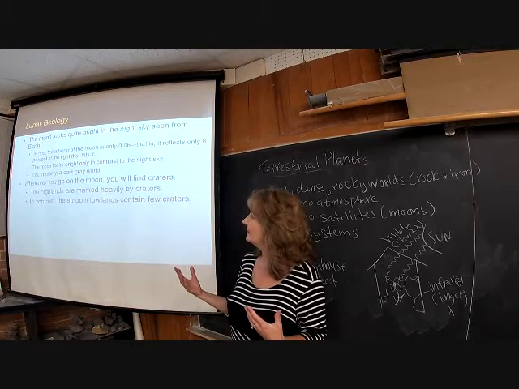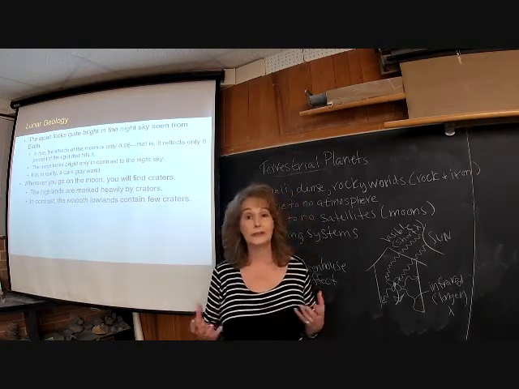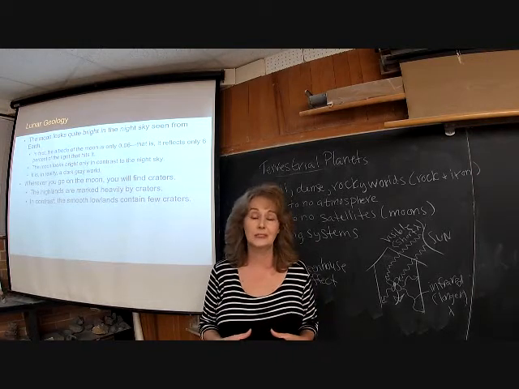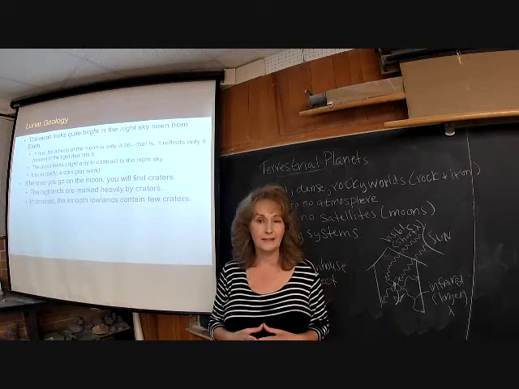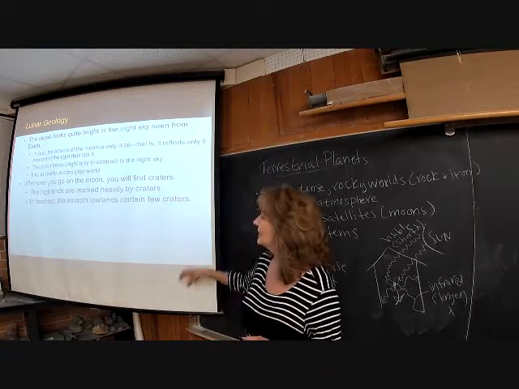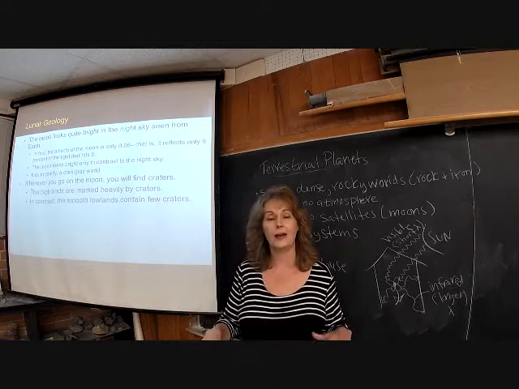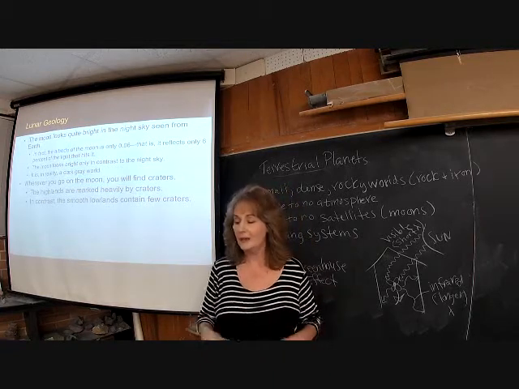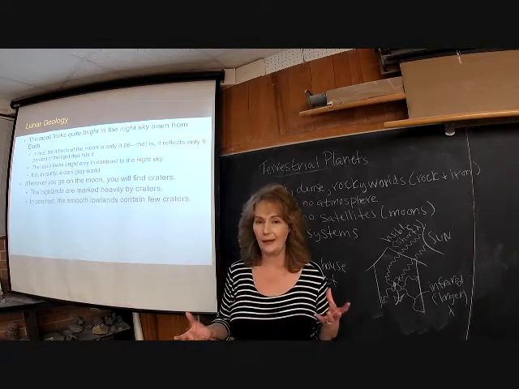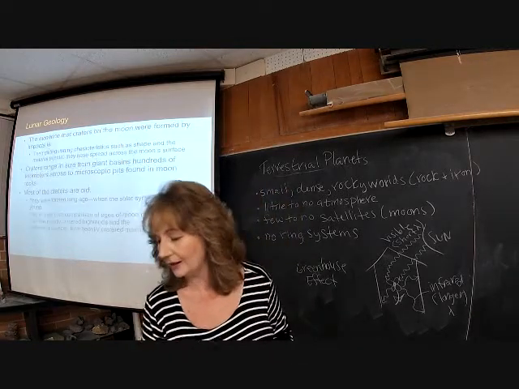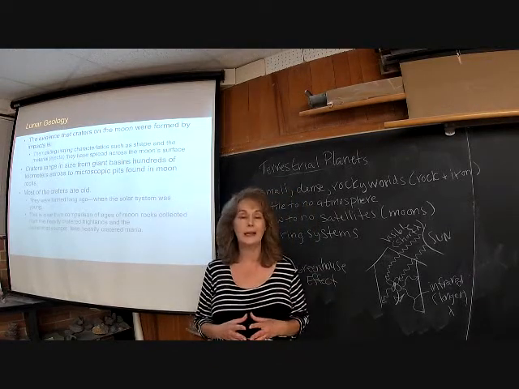But when you go to the moon, you're going to find those craters. Even in a nice little telescope or binoculars, you can see the craters. The highlands are marked heavily by craters as well. And in contrast, the smooth lowlands, the mare or the Maria, contain fewer craters. What's going on there? Why aren't they cratered as well?